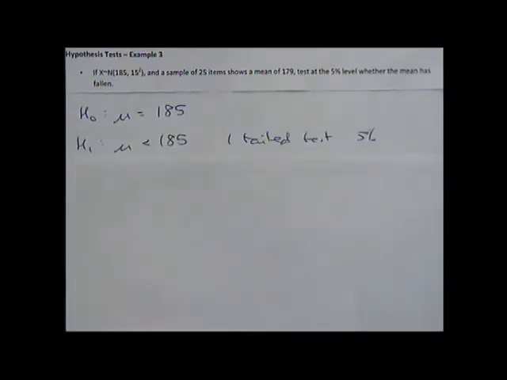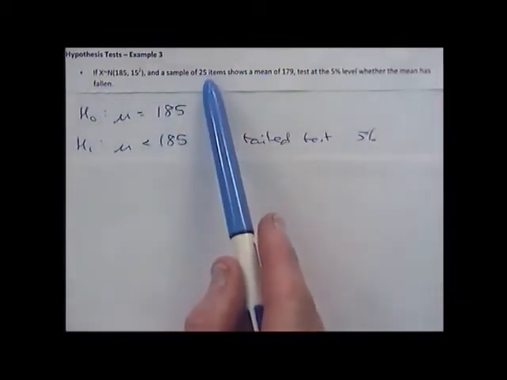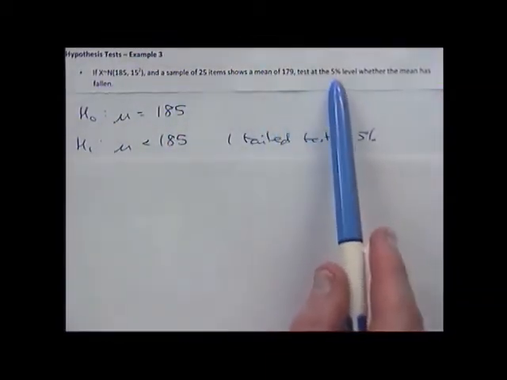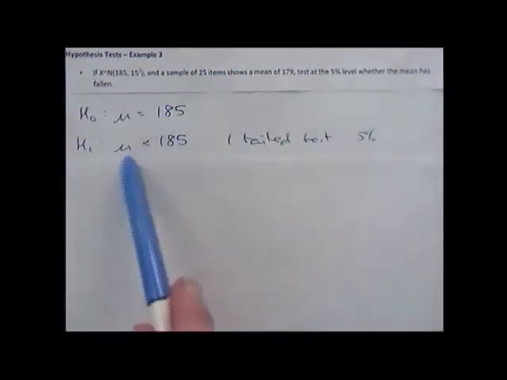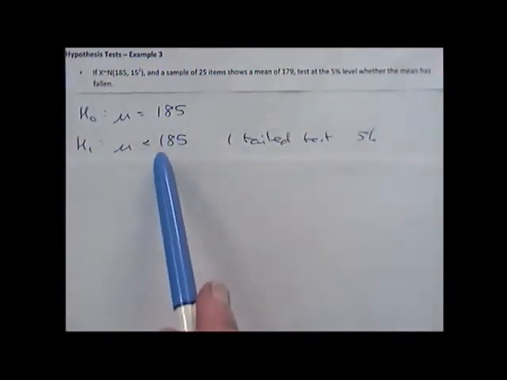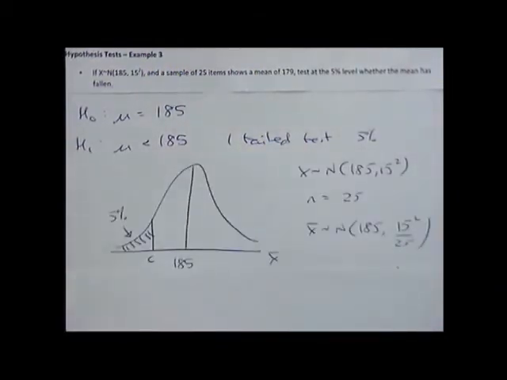So this one, we've got if x is normal 185/15 squared, sample of 25, mean of 179, test at the 5% whether the mean has fallen. Fallen means it's a one-tailed test. We're interested in a less than here for h1. One-tailed 5%. That would launch me into this diagram over here. 5% down here, my critical value.